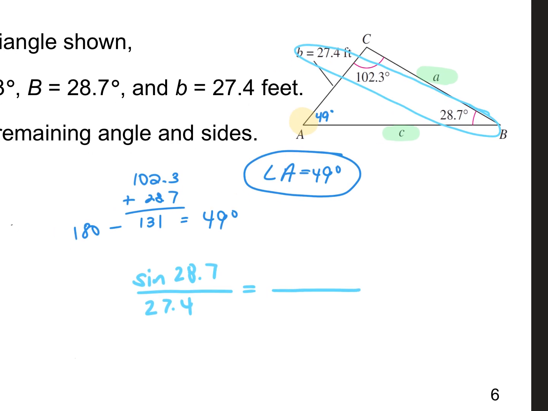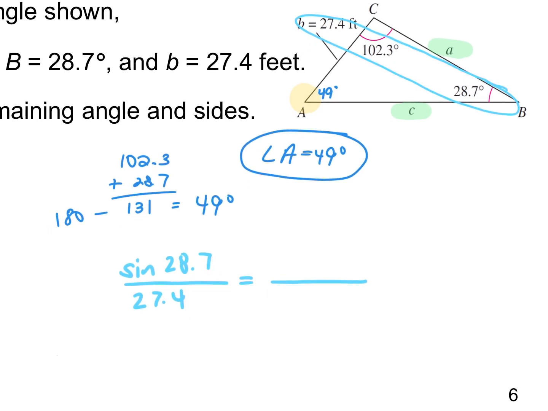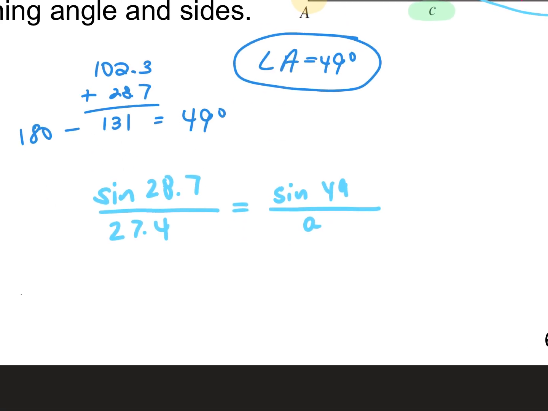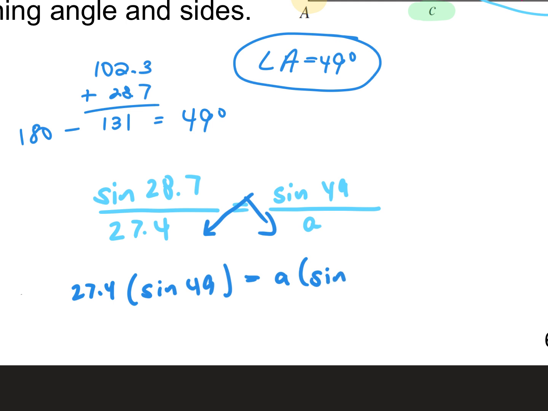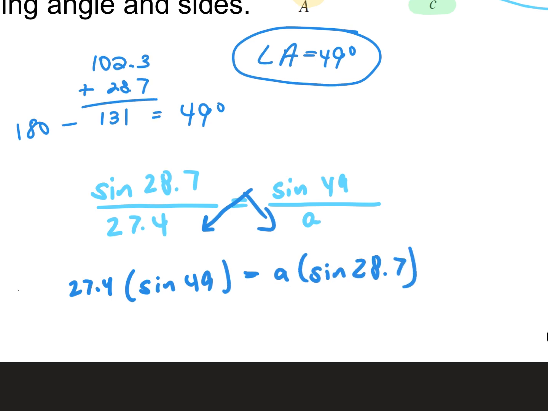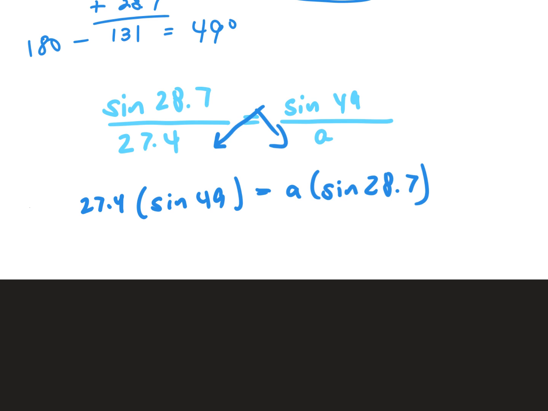You want to find A? Okay, so what goes on top? Sine of what? What's angle A? 49. Do we know what side A is? No. Once you have your proportions set up, how do we solve proportions, guys? Cross multiply. I would not do anything in your calculator till the very end. So I'm going to write, okay, this is 27.4 times the sine of 49 equals little a times the sine of 28.7. Don't do anything in your calculator yet, so you can get the most accurate answer.